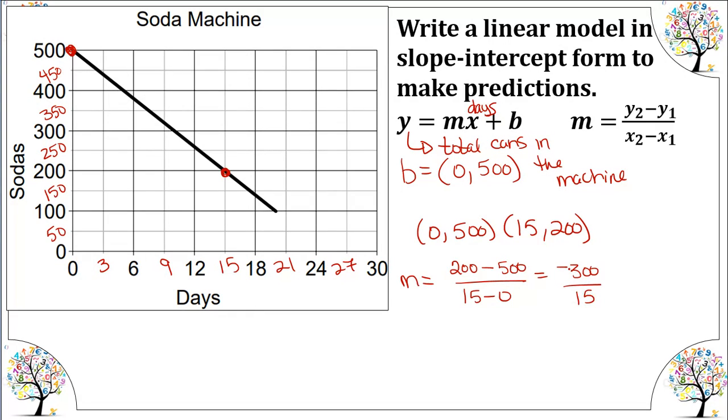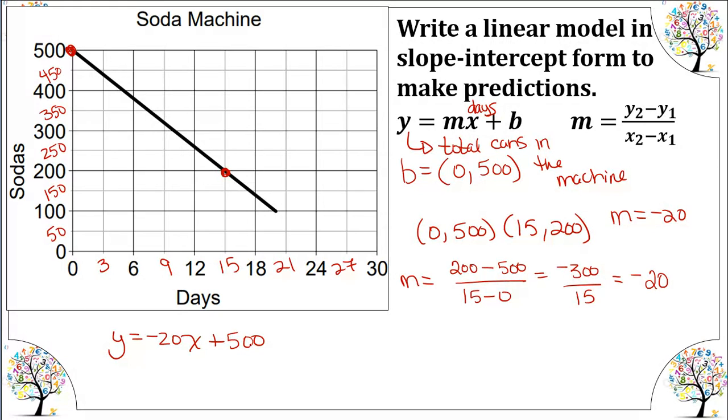And we can see we have a negative constant rate of change. So when we simplify this, negative 20. So our slope is negative 20. This means each day the number of soda cans in the machine goes down by 20. So my equation is y equals negative 20 times x, number of days, plus the initial amount of 500.